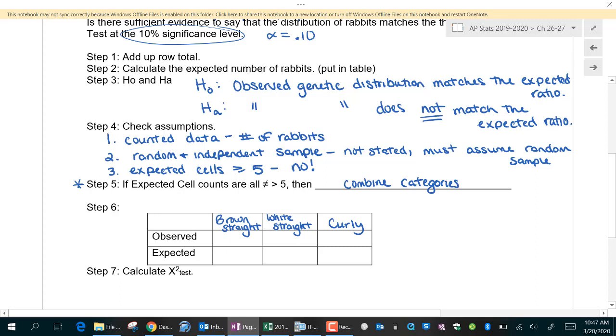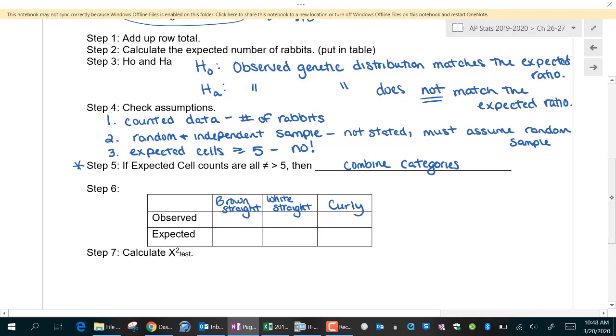So for example, I've already kind of started below. Because my 2 lowest categories were the brown curly and the white curly, I decided to just combine those 2 into one category for curly hair rabbits. So then I would set up my data. I still have 14 brown straight, 8 white straight, and then I combined the brown and white curly for a total of 10. I'm going to do the same thing for my expected, so 18, 6, 8.